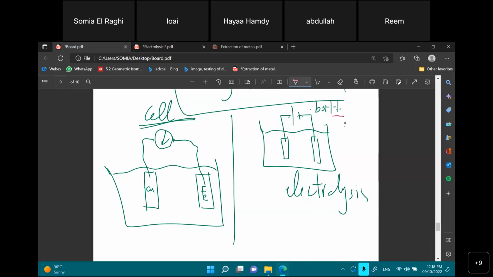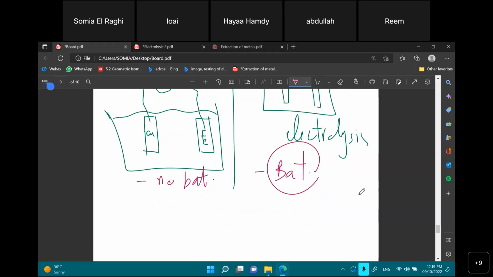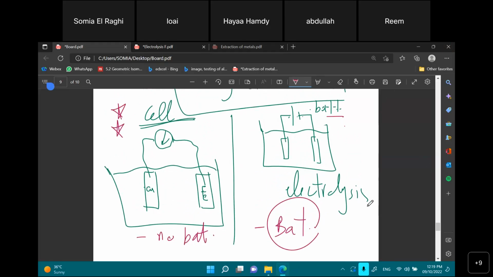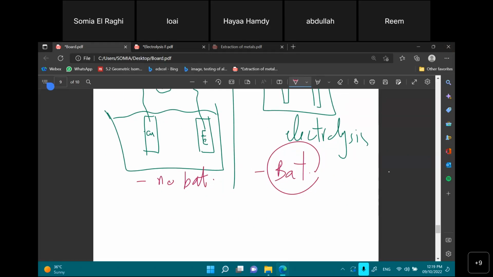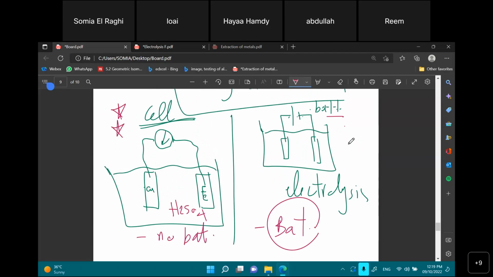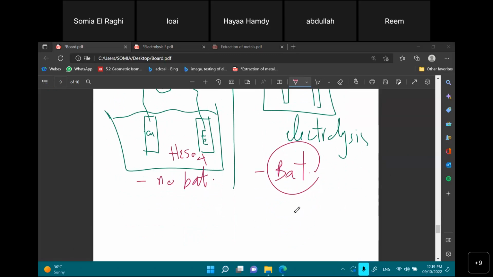In electrolysis, we have a battery, as in the diagram. Here, there is no battery, but there is a voltmeter. I'm comparing with a voltaic cell. They like to ask a lot about this. So electrolysis has a battery. Now, I have the electrolyte here. In most cases, they add sulfuric acid as the electrolyte. But the electrolytes are completely different. Let's understand what is going on here.